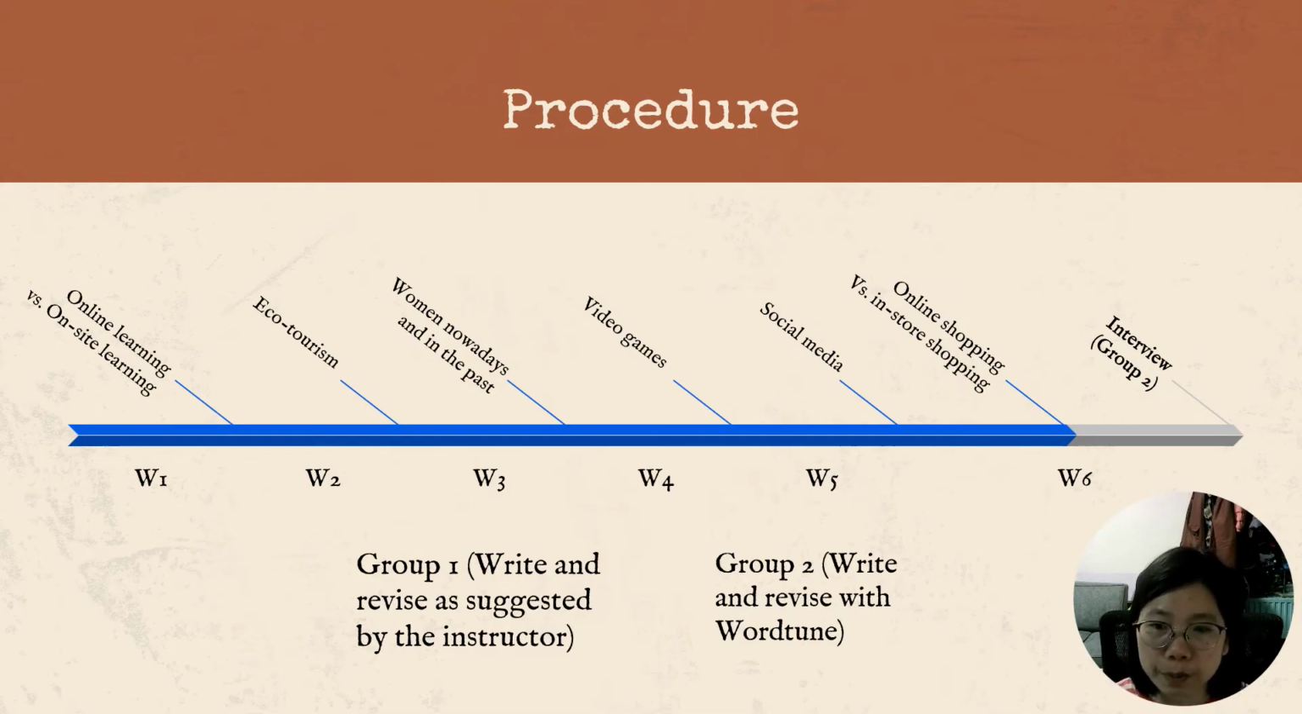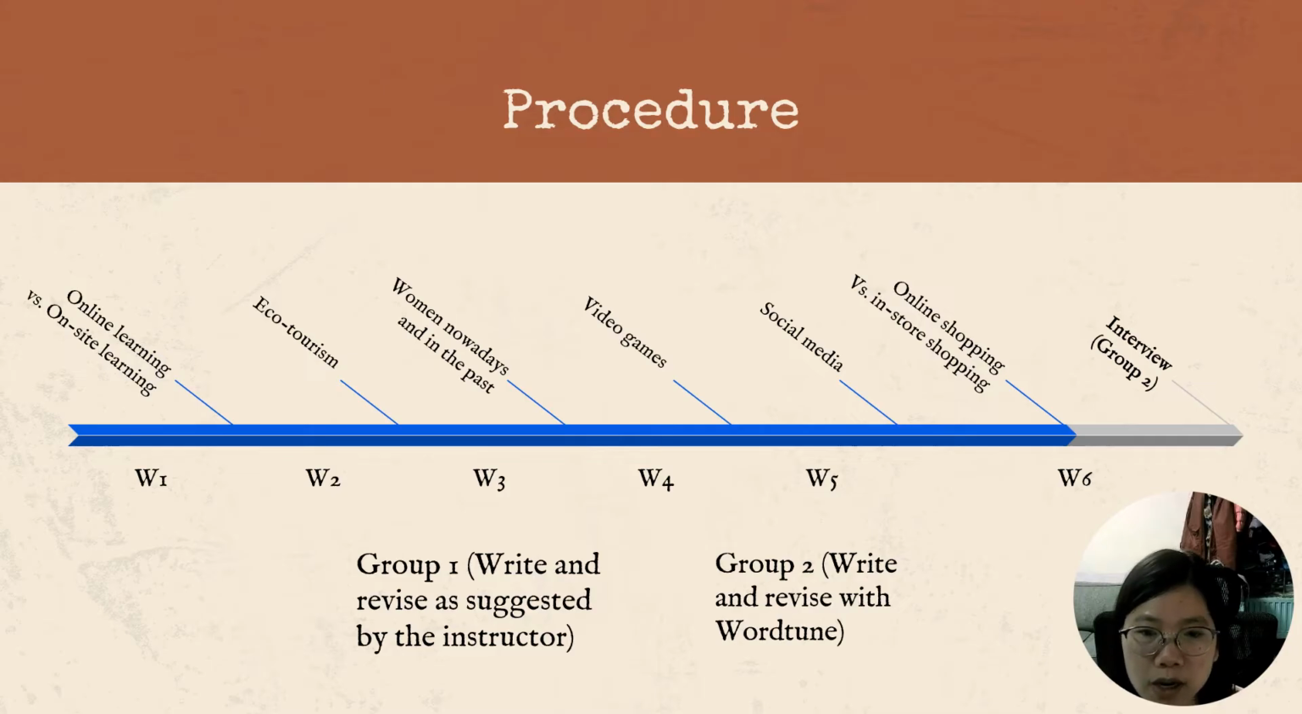Let's move on to the procedure. There are 6 weeks in my study. In the first week, the students are asked to write on one topic about online learning versus on-site learning, and after that, they write on different topics over 6 weeks, and finally, they will have an interview. Only group 2 have an interview with me.